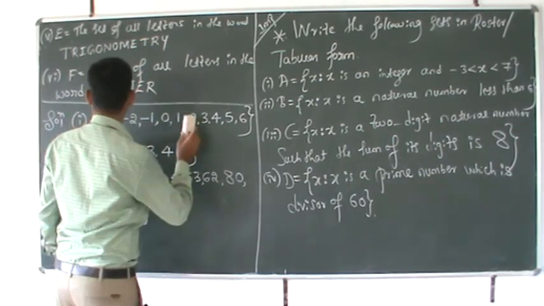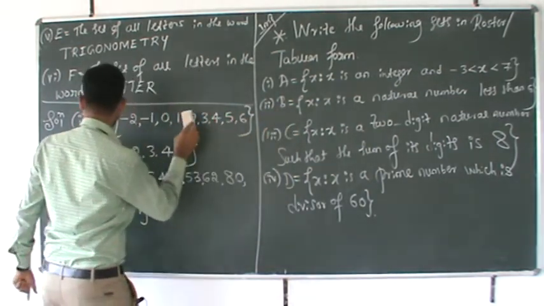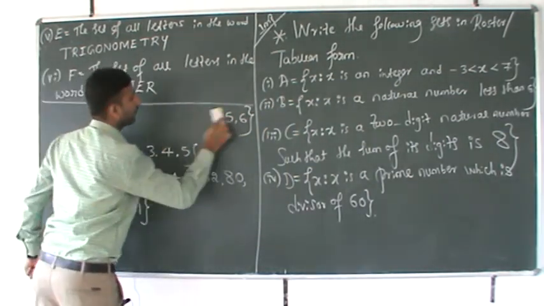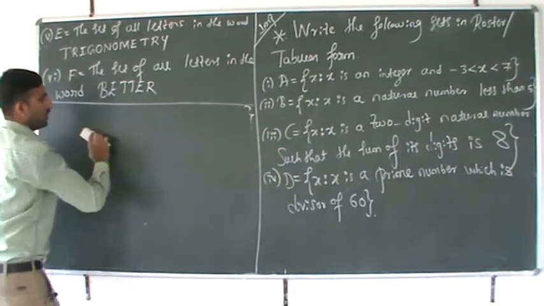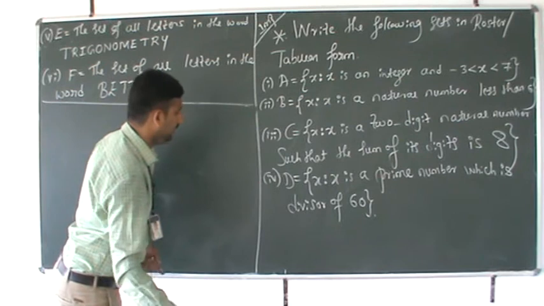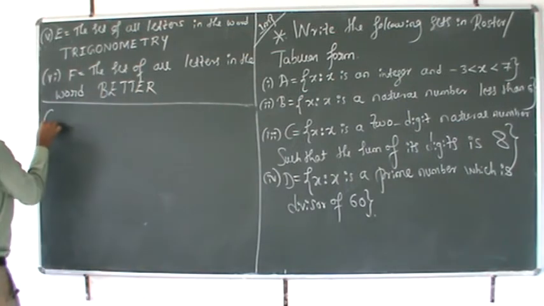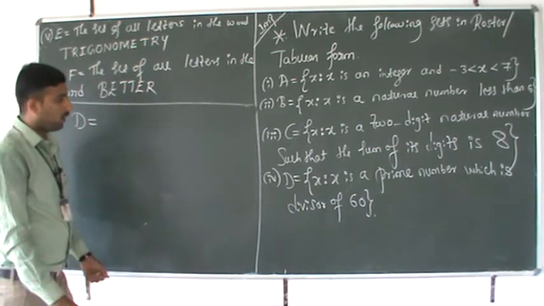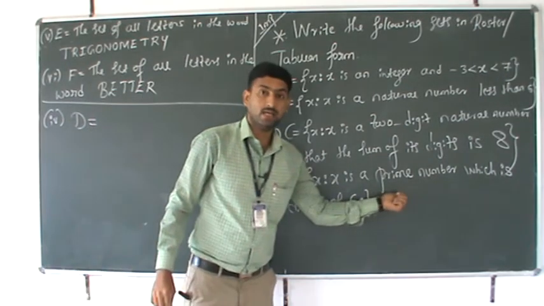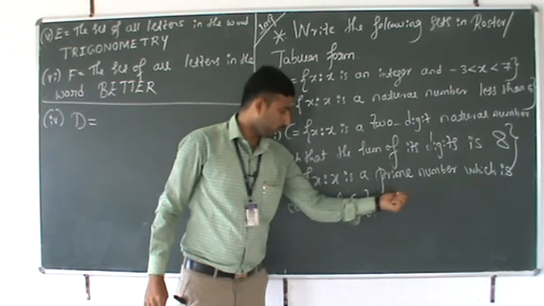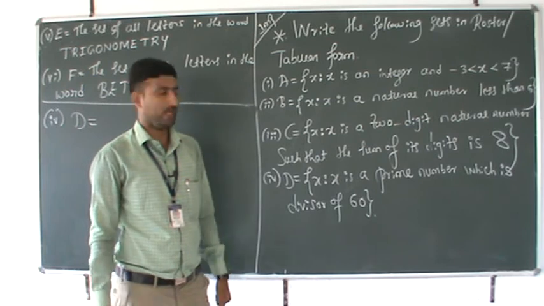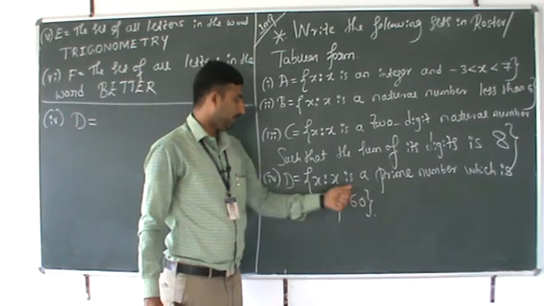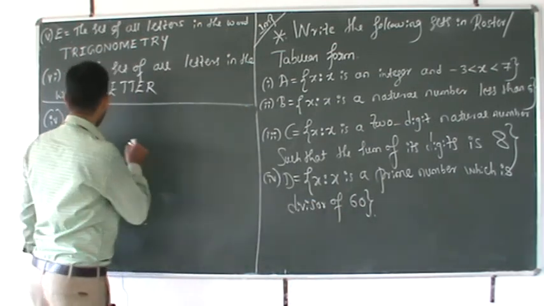After that, the fourth one, I will write here only. The third is over. That is the fourth question, that is D. In the fourth one, what is given: X is a prime number, and it must divide 60. So, a prime number which is a divisor of 60. 2.